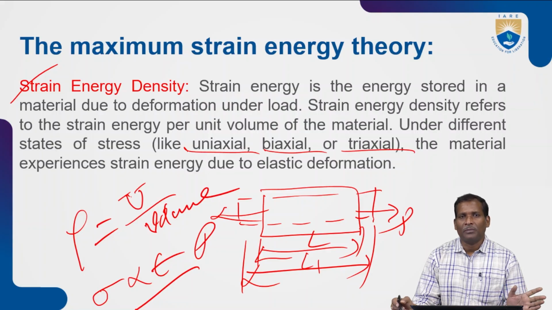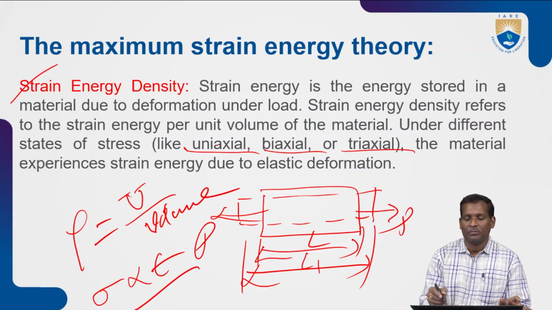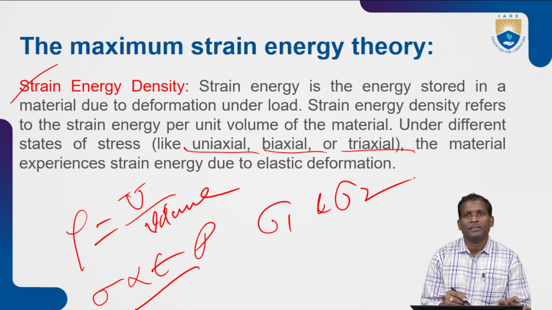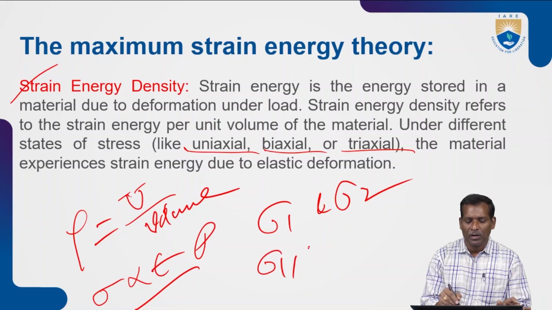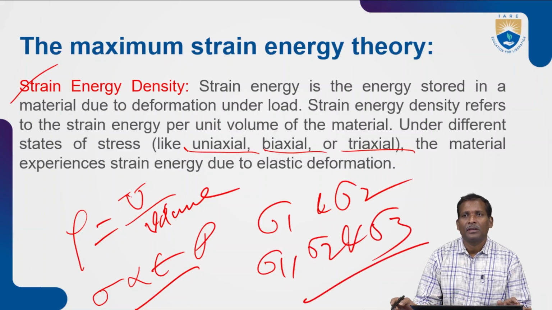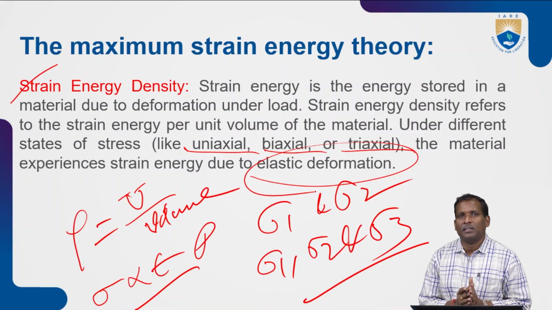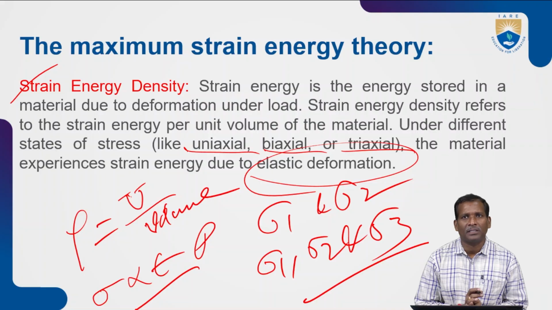See, here under different states of stress, uniaxial, biaxial or triaxial. Biaxial has two stresses, that is sigma 1 and sigma 2, in the x direction and y direction, or sigma x and sigma y. Triaxial has three cases, sigma 1, sigma 2 and sigma 3. The material experiences strain energy due to this elastic deformation, so the strain energy density is very important in this maximum strain energy theory.